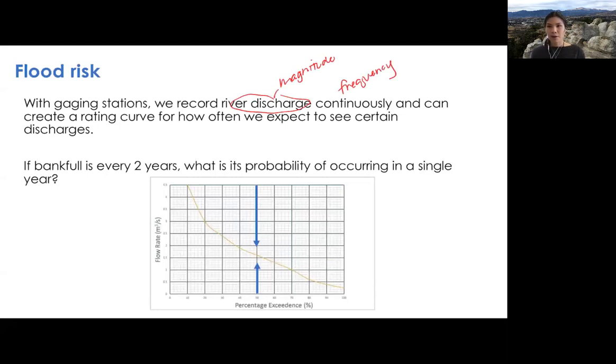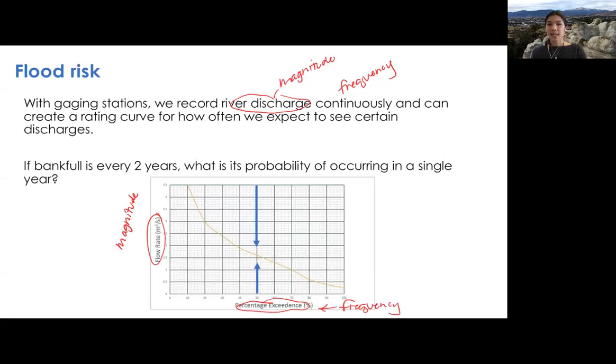So this plot on the bottom is a fairly typical one. We see the flow rate, so the discharge, which is the magnitude. And then we see percentage exceedance. And this is a way of looking at frequency by saying, statistically, how often are we likely to see a flow greater than a certain size? So a 2-year bankfull flow, if it occurs every 2 years, in a single year, you have a 50% chance of it occurring, right?